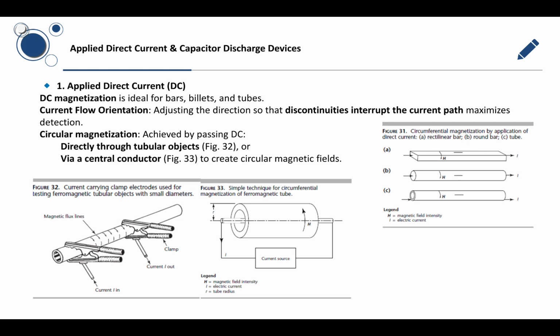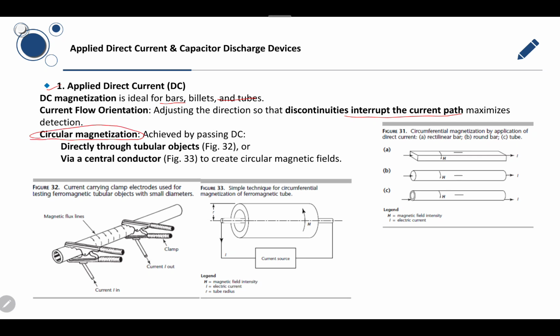Applied direct current and capacitor discharge devices. Beyond coils, direct current and specialized devices are used for specific magnetization types. First one is applied direct current. DC magnetization is ideal for objects like bars, billets and tubes. For optimal detection, you need to adjust the current flow orientation so that discontinuities interrupt the current path. This maximizes the local flux leakage.